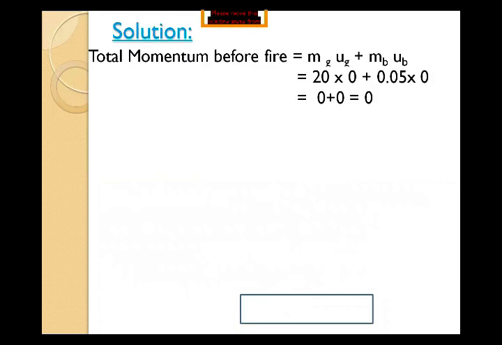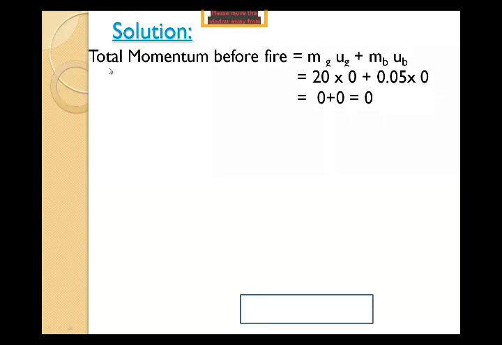Now the velocity of recoil of the gun is the required quantity which we need to find. Okay, so we are moving toward the solution, and class, remember that this numerical is related to the law of conservation of momentum.